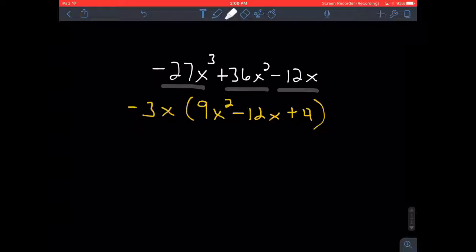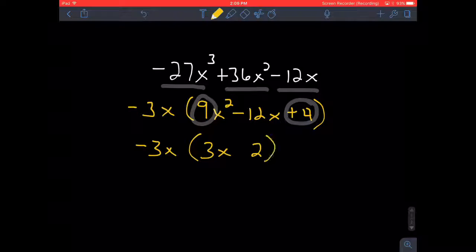At this point, I could continue with normal factoring if I wanted to, but I noticed that my first and my last terms are both perfect squares with the 9 and the 4, which means that this could potentially be a perfect square trinomial. So when I go to factor it, I'm going to keep my negative 3x, and then I'm going to try 3x and 3x and 2 and 2 in my parentheses. I now recall that we're going to use the middle term of our trinomial to determine that I need minus signs in the middle of both of my parentheses.